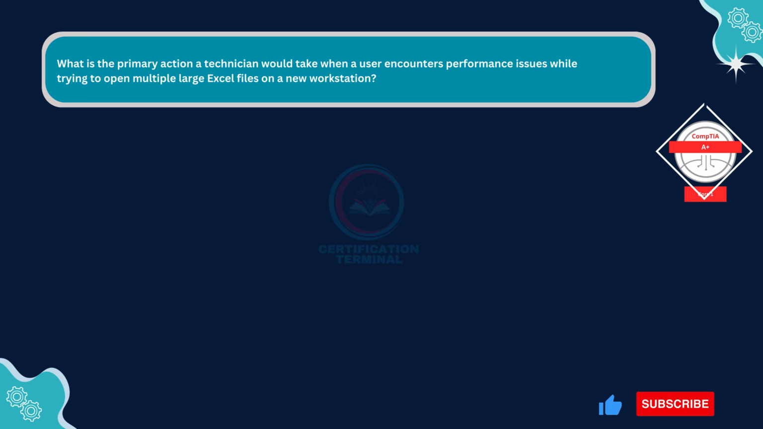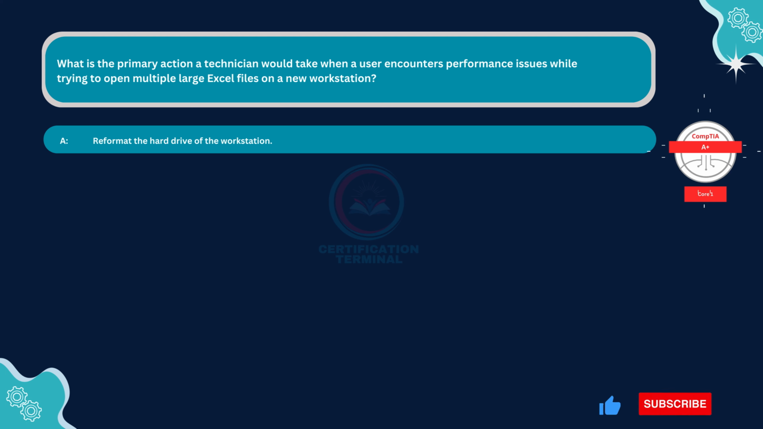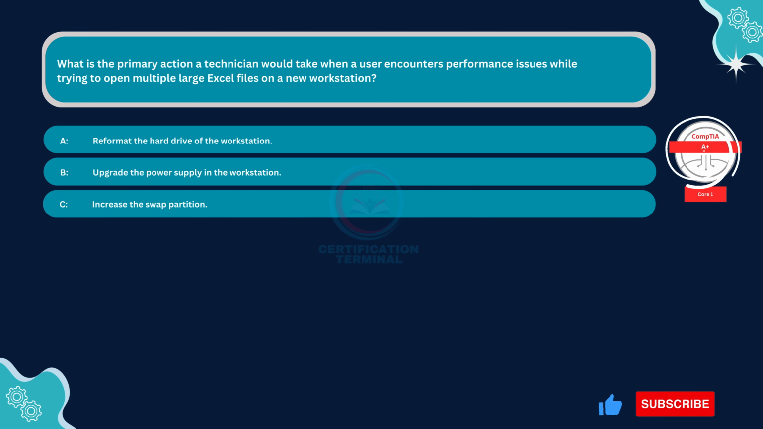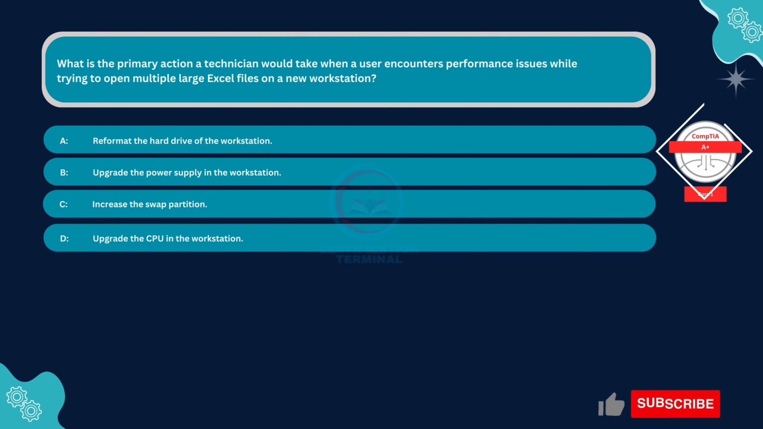Next question. What is the primary action a technician would take when a user encounters performance issues while trying to open multiple large Excel files on a new workstation? Option A, reformat the hard drive of the workstation. Option B, upgrade the power supply in the workstation. Option C, increase the swap partition. Option D, upgrade the CPU in the workstation.